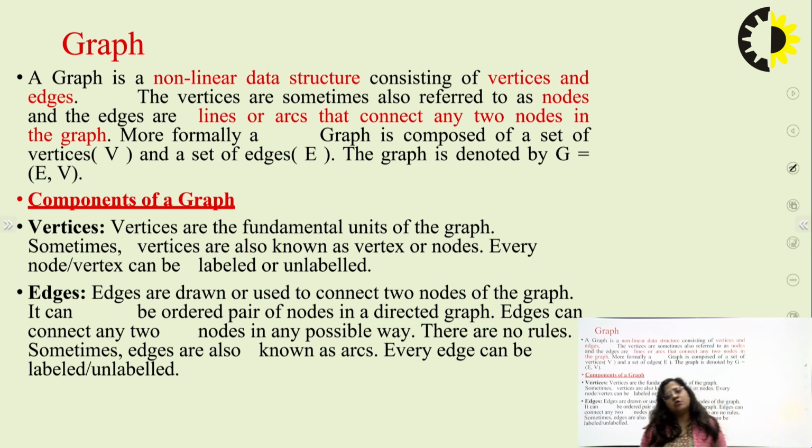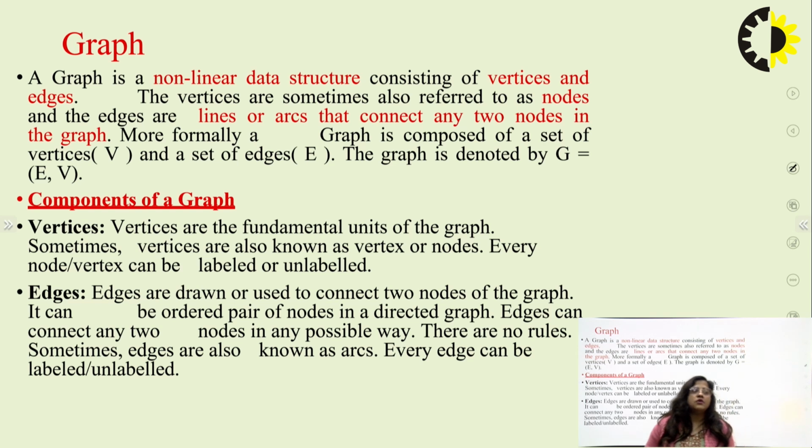Data structures are also classified into two types, linear and non-linear. In linear data structures, we have already discussed array, stack, queue, linked list and so on. The graph is a non-linear data structure, and so is the tree. Both are non-linear data structures, where data is stored in a random form.